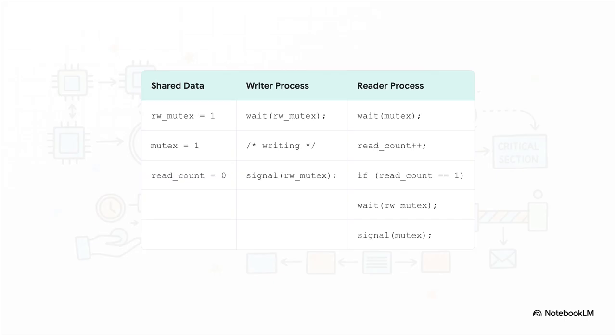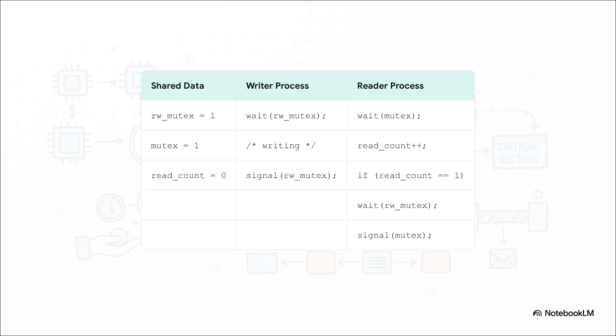So how do we pull this off? Well, here's a pretty common solution. We've got two semaphores and a little counter, read_count. The rw_mutex semaphore is the big one. It's what a writer has to grab to get exclusive access. But for readers, it's a bit more clever.